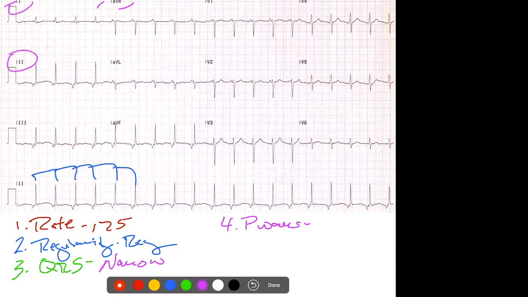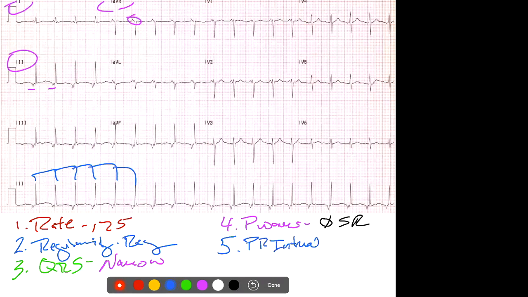Inverted in lead 2 and 1, and it's upright in AVR. So that's backwards, right? So we know that this is not a sinus rhythm. Okay. So let's do the next step before we make a call on it. The very next step would be what? PR? Very good. The PR interval.